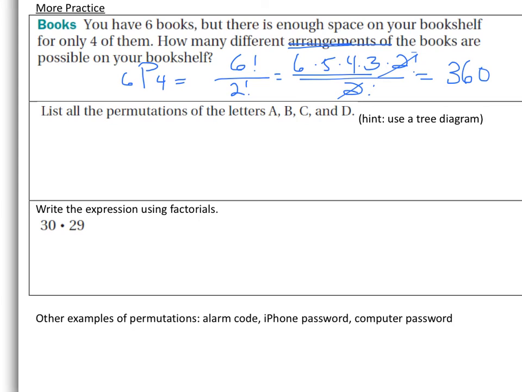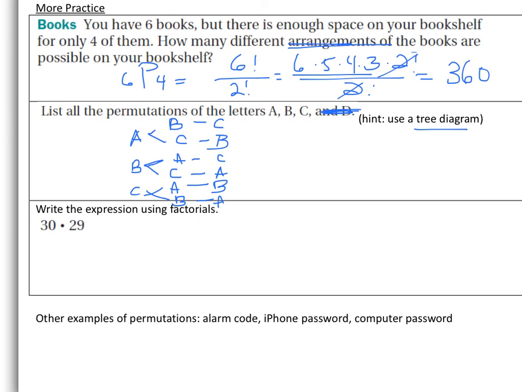Next one lists all the permutations of the letters A, B, C, and D. I'm going to make it a little simpler for you. I'm going to take out D. You could just use a tree diagram so you don't mess up or leave out a possibility. A, B, C. So you can have A, B, C, A, C, B, B, A, C, B, C, A, C, A, B, C, B, A. And these are all the possibilities.